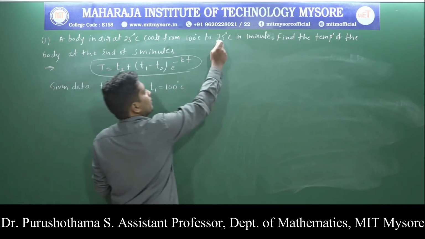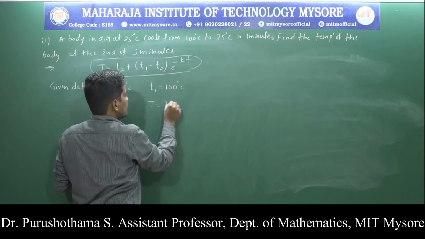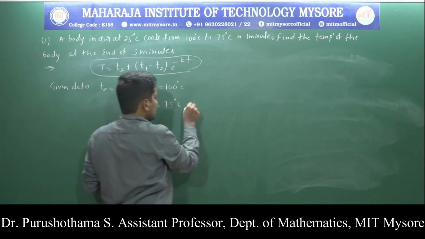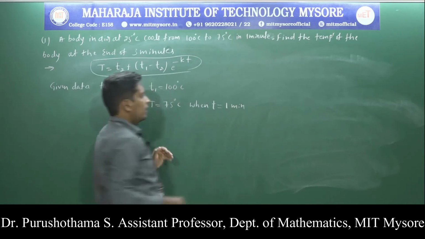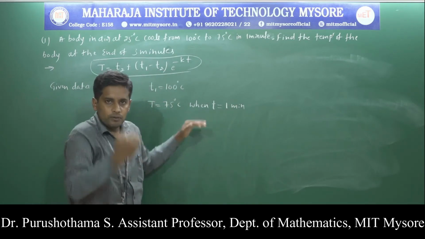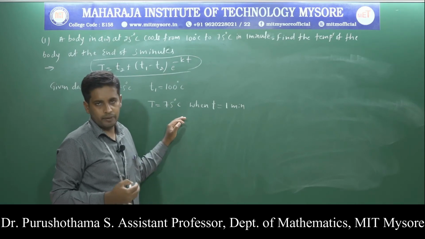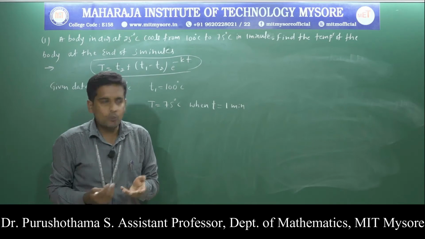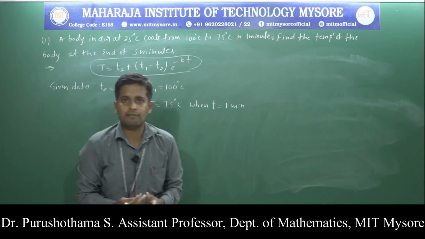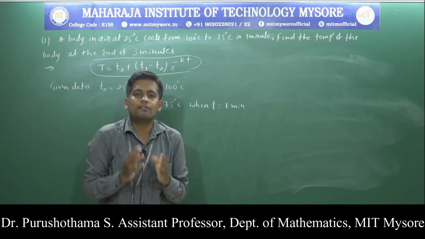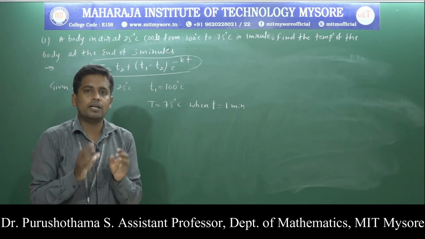Then after some time, 100 to 75 degrees means capital T is equal to 75 degrees Celsius when t is equal to 1 minute. At the end of 1 minute, the body cools from 100 to 75 degrees Celsius. In this problem, we have to find capital T when t is equal to 3 minutes. Before finding capital T, the temperature of the body, first find the proportionality constant, that is, the K value.